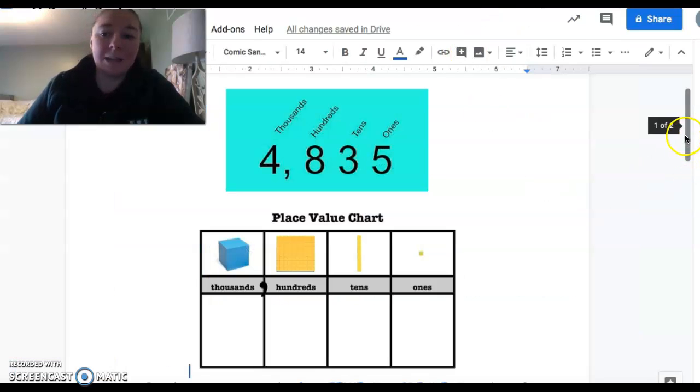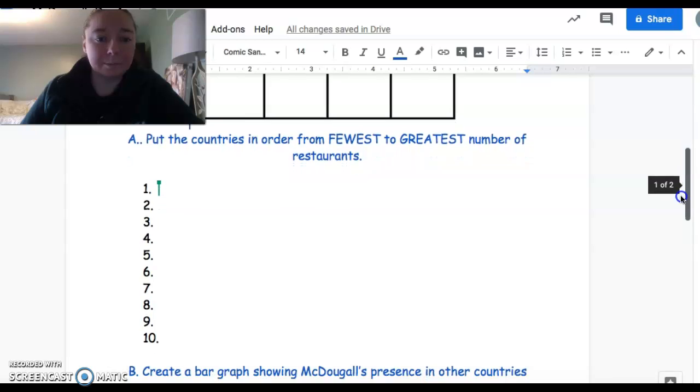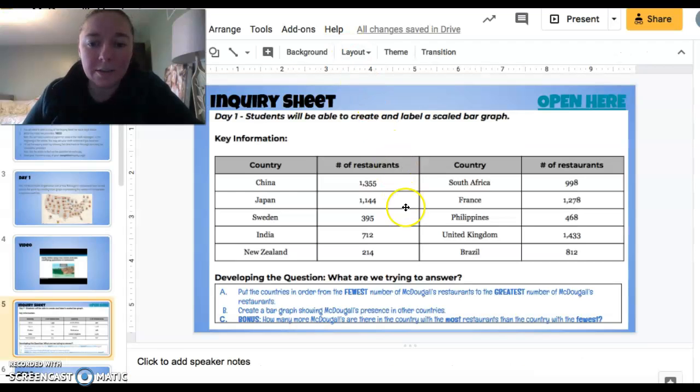What I did was I made a list from 1 to 10 because there are 10 countries on the chart. So I'm going to find the country with the least amount here, and my country with the highest amount, the greatest amount, will be number 10. So let's go ahead and try this. So I have a 9 in my hundreds and a 4 in my hundreds. Okay, so the 4 is less than 9, so far the Philippines are the least.